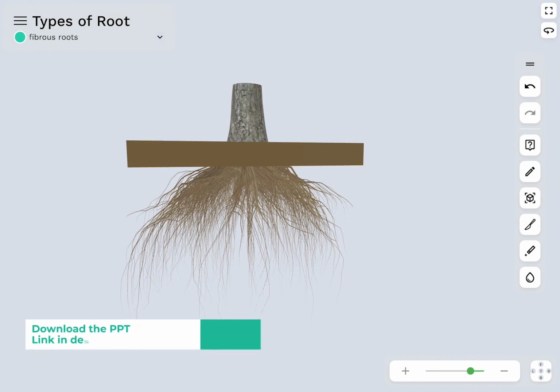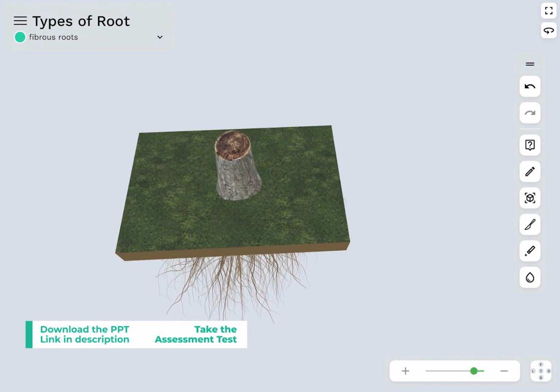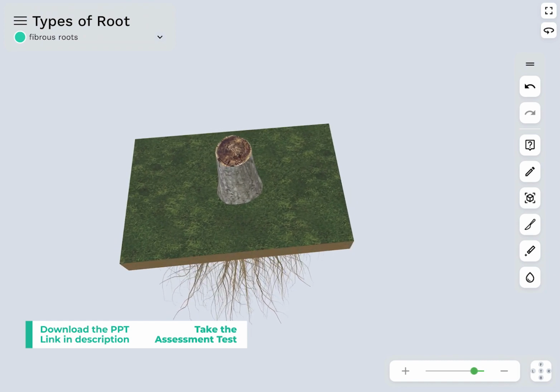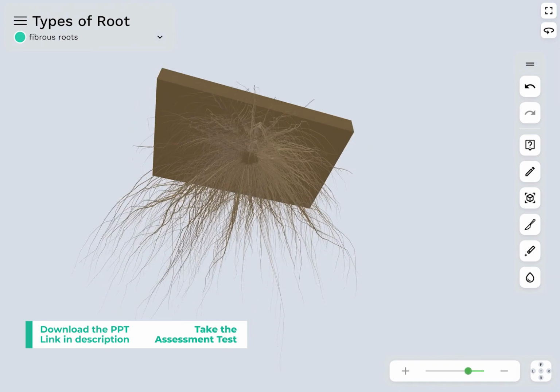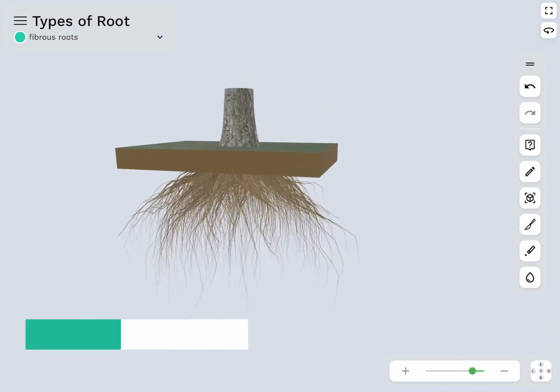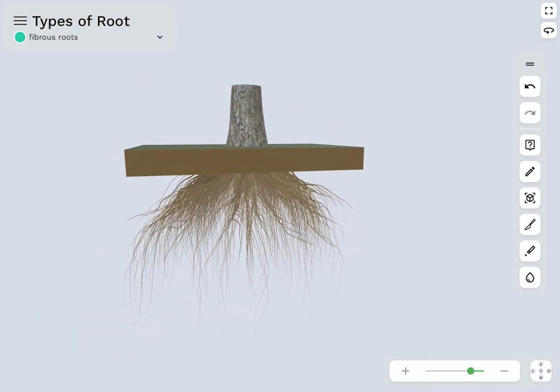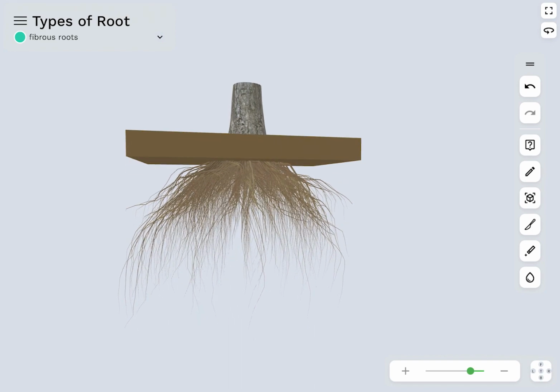So let's have a look at how it looks from the upper side and how it looks from the lower side. This is a bushy, thin, fibrous-like structure. So let me show you the components first.